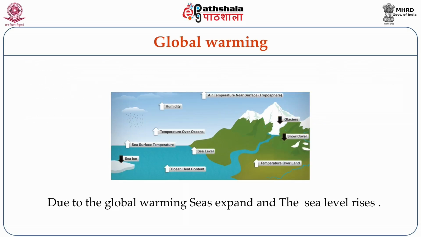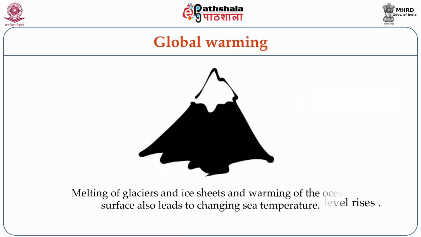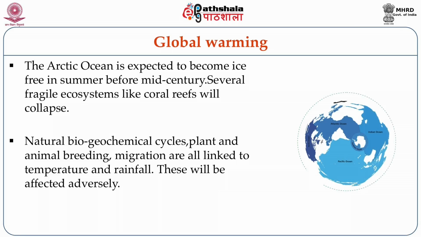Due to global warming, seas expand, sea level rises, glaciers and ice sheets melt, and ocean temperatures warm, all leading to changes in the weather which we cannot even predict easily. The Arctic Ocean is expected to become free of ice in summer before mid-century. Several fragile ecosystems like coral reefs are bound to collapse if this happens. The natural biogeochemical cycles will suffer.